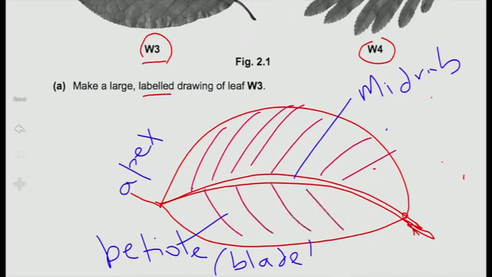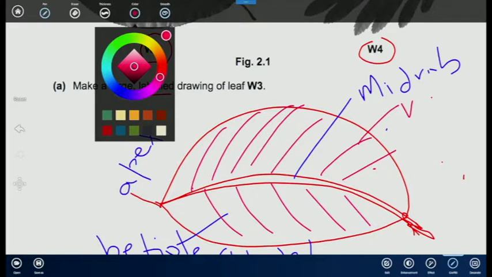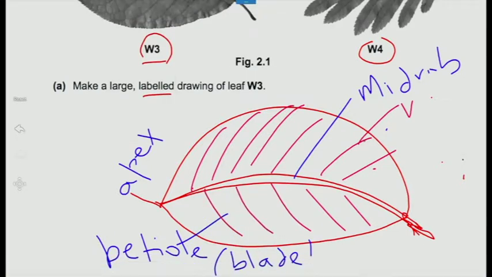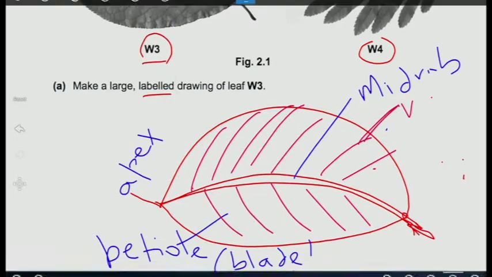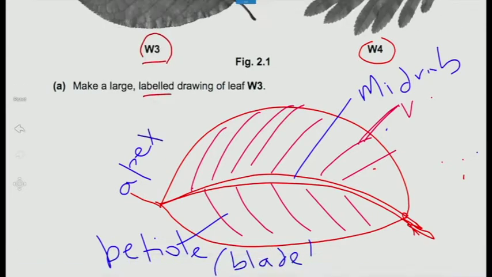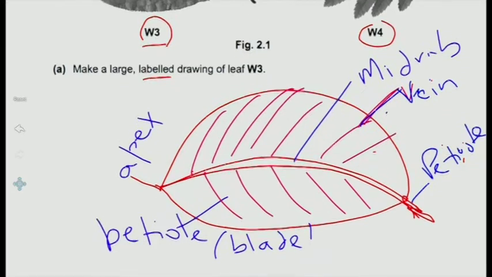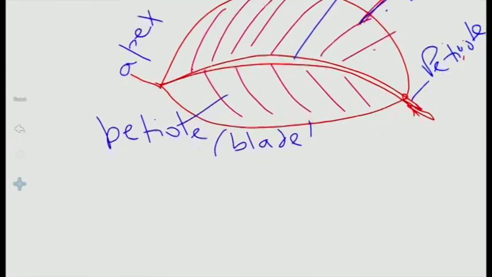Those are the leaf veins. These are the leaf veins going like that, deep inside. These are the veins. And that's the petiole. That's the enlarged leaf, drawn and labeled leaf W3. It will look something like this, but you can do it better there.